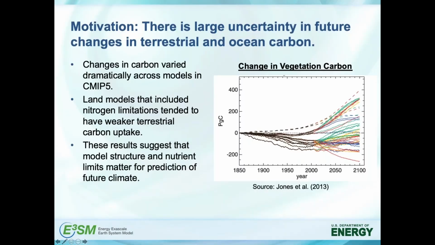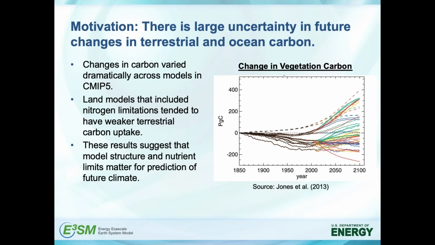So the motivation for why we're interested in looking at biogeochemistry at all comes from the large uncertainty that exists in future changes in terrestrial and ocean carbon. That obviously controls the uptake of carbon from the atmosphere, or exchange with the atmosphere, and that feeds back onto climate. And the changes in carbon varied really dramatically across different models in the CMIP5.